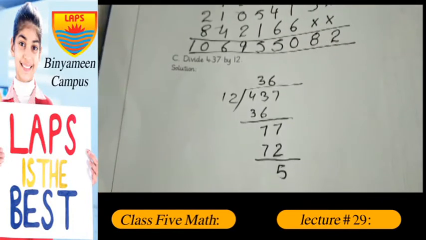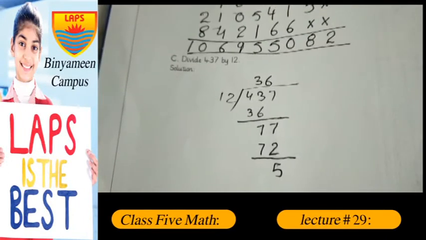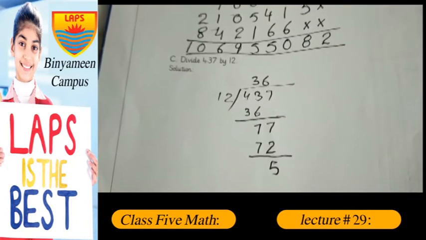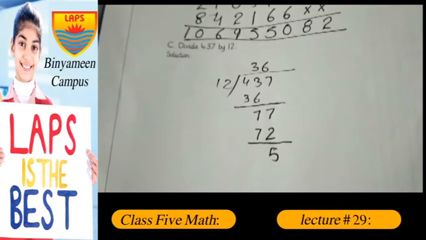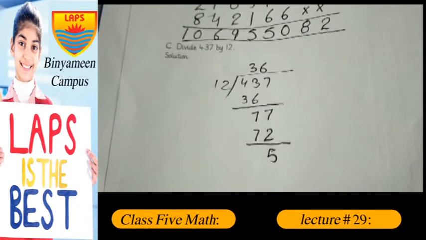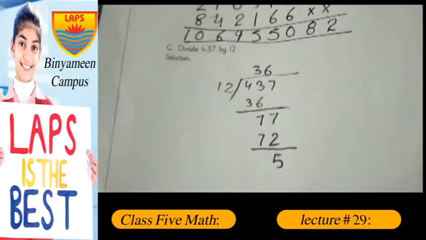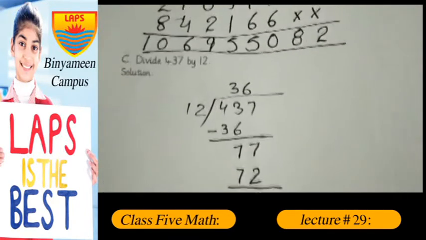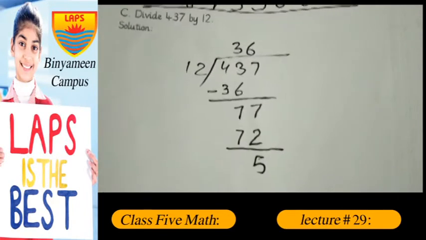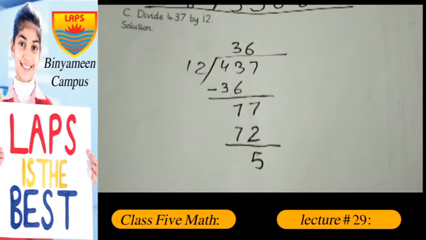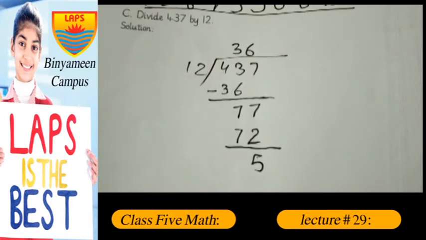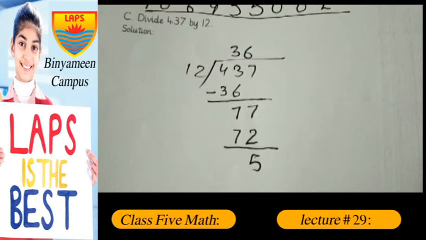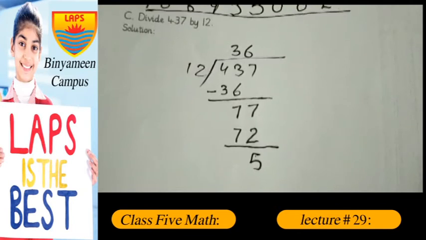Part C, divide 437 by 12. Now 12 3s are 36. Put 3. Now we subtract 36 from 43. Then 7, and place 7 there now.